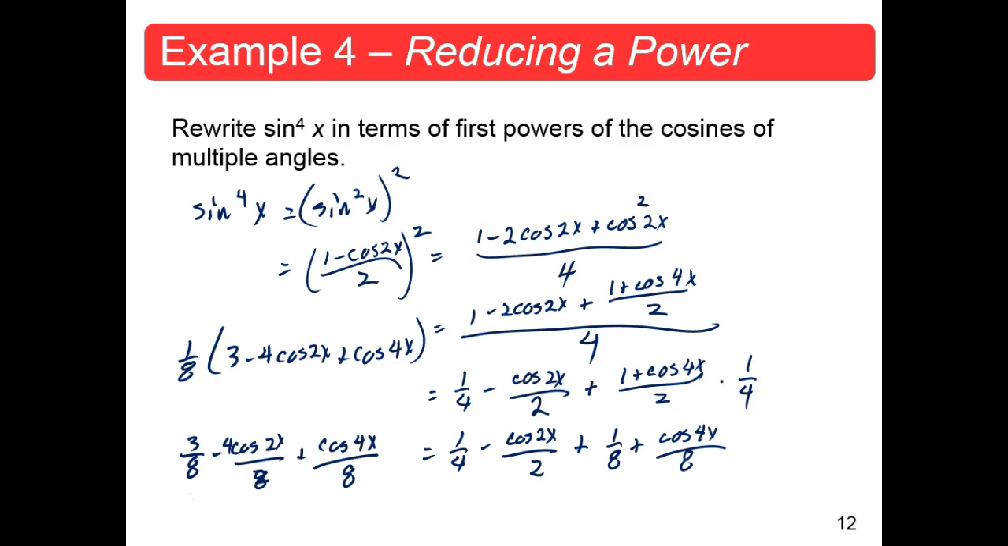Now, they said we can use a graphing utility to check the result. Notice that the graphs coincide. They did the first one as sine to the 4th x, and the last one as 1/8 times 3 minus 4 cosine 2x plus cosine 4x. And when you graph them both, they are on top of each other. That means they're the same function. That's equal to that. Good deal. There is a checkpoint there too. I would say well worth the effort to look at it.